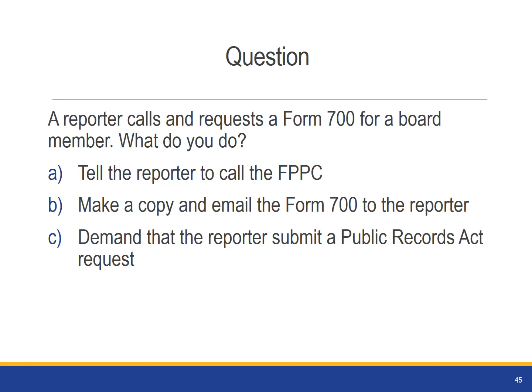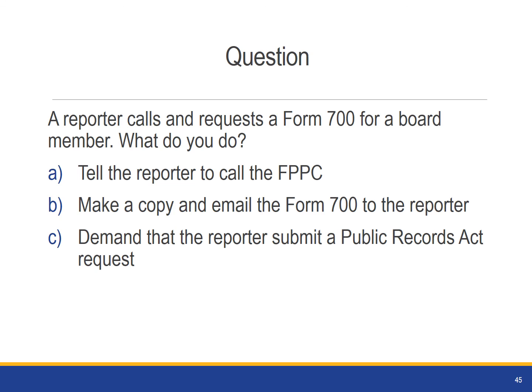Let's see if you can answer this question correctly. A reporter calls and requests a Form 700 for a board member. What do you do? A. Tell the reporter to call the FPPC. B. Make a copy and email the Form 700 to the reporter. C. Demand that the reporter submit a Public Records Act request.